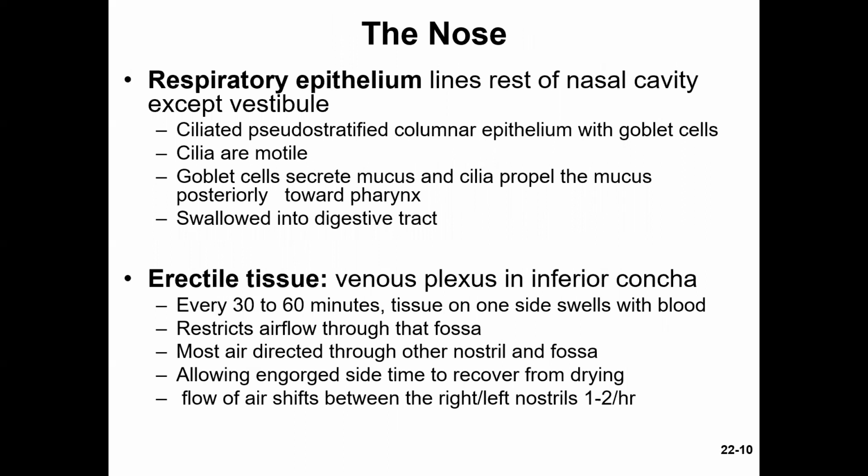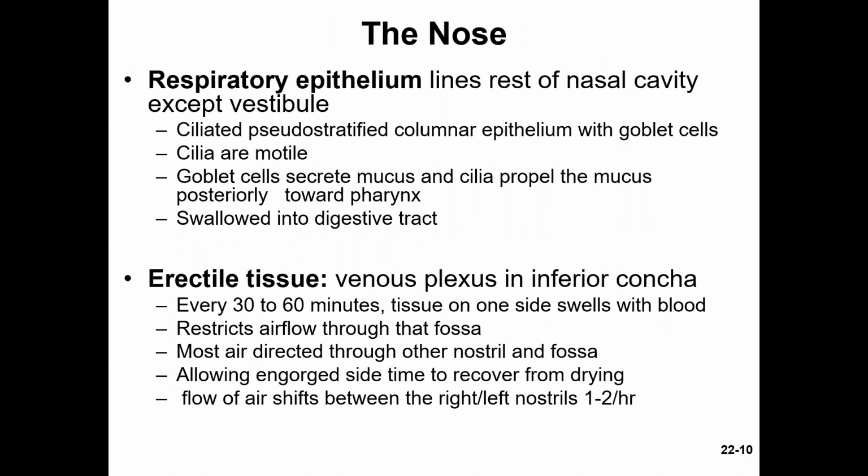Respiratory epithelium lines the rest of the nasal cavity except for the vestibule. Ciliated pseudostratified columnar epithelium with goblet cells will be in here. The cilia here are motile. The goblet cells will secrete mucus, and cilia propel the mucus posteriorly toward the pharynx. It's swallowed then into the digestive tract.